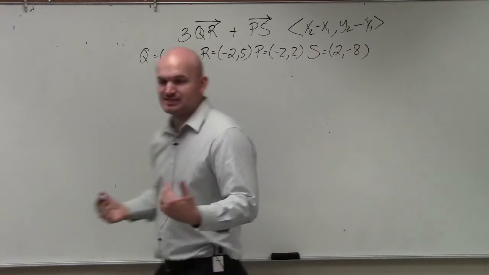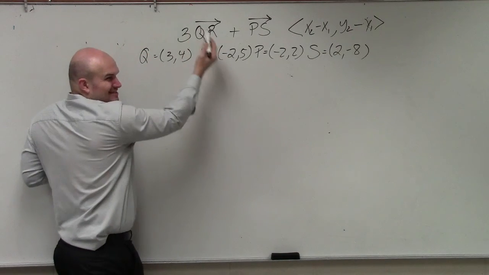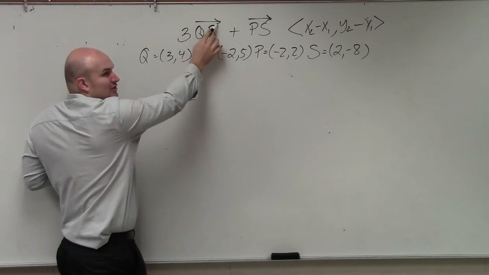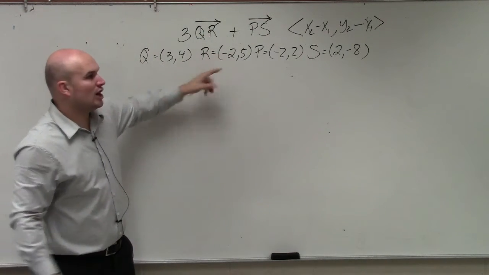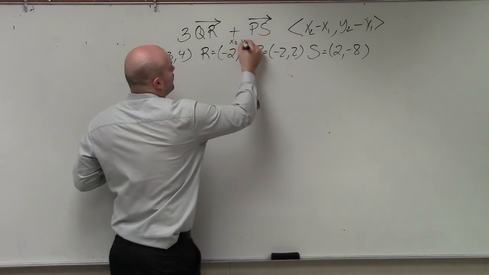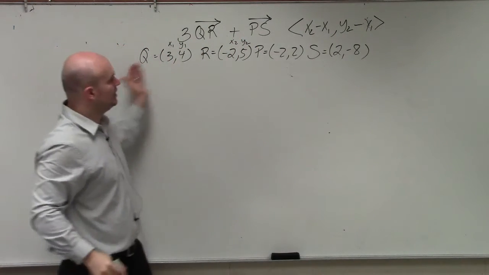Now, it's important for you guys to understand, when we're graphing this, if you're looking at this like an array, here's your initial and here's your end, right? Correct? So technically, R would be my x2, y2, and this would be my x1, y1, because you're starting at Q and going towards R.